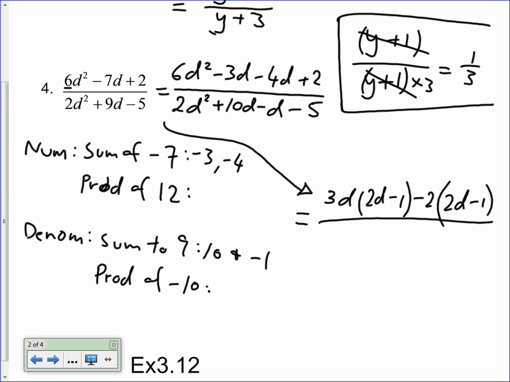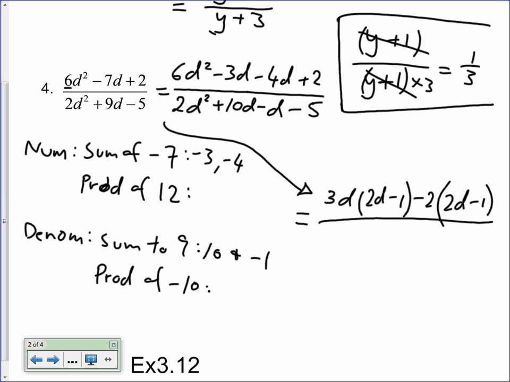I've taken that step because I want to get this to be 2d minus 1, just like this one. If I left a negative in, this would be minus 2d plus 1. And I want to switch the signs so they match up. So that's why I've taken the negative. Because 3d divided by 3d is 1 and 2 divided by minus 2 is minus 1. I've taken out those factors.